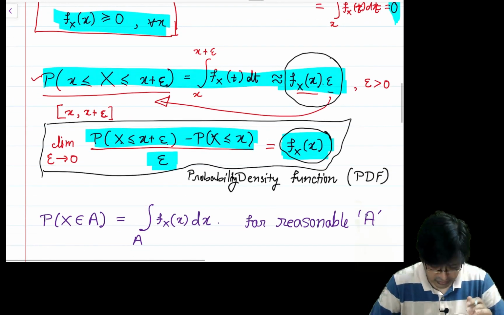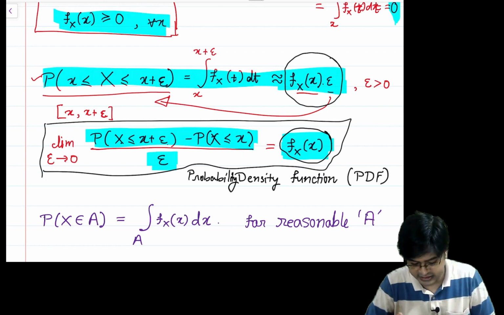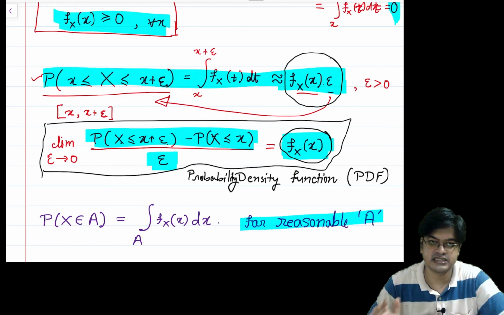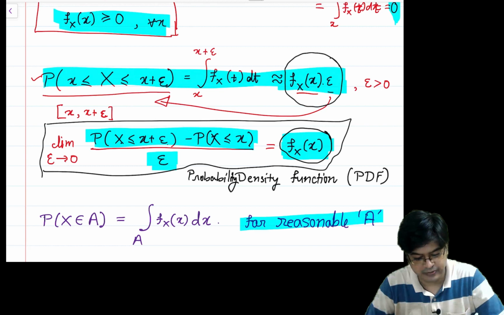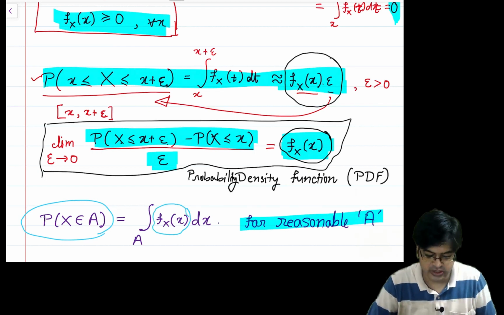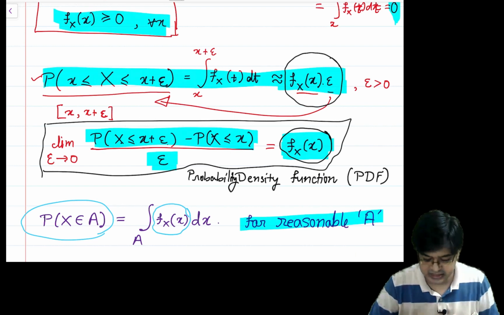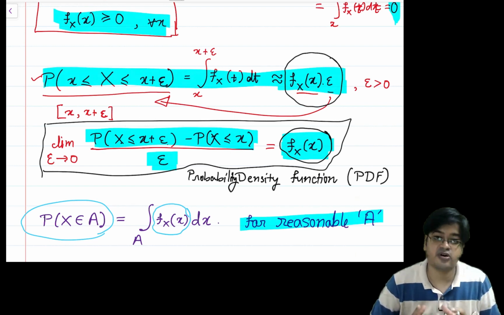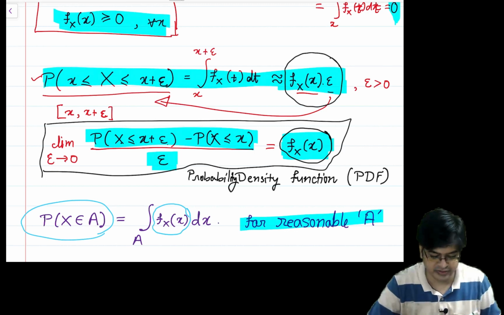Okay, so in general, if I have been given some reasonable set A, and I want to compute the probability of X belonging to A, then I should be able to compute it using my probability density function and the integral over A. Let me make it very precise. What is a reasonable set for you? A reasonable set is in the form of an interval, or a finite union or countable union of intervals, or intersection of intervals.